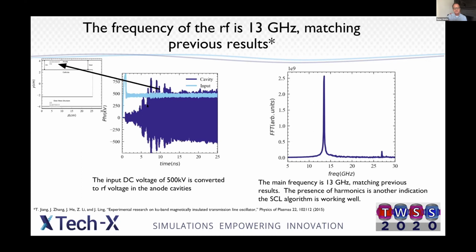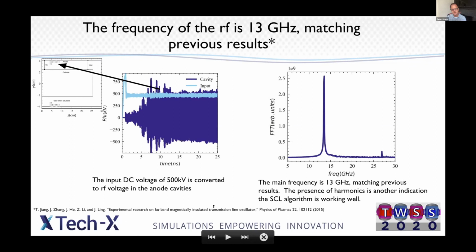If you take an FFT of that dark blue signal, it looks like this. So a main frequency pops out right away, 13 gigahertz. The way you control that is with these teeth spacing, with the size of the device. That's how you determine the frequency of your output RF. But 13 gigahertz matched really well with previous results.